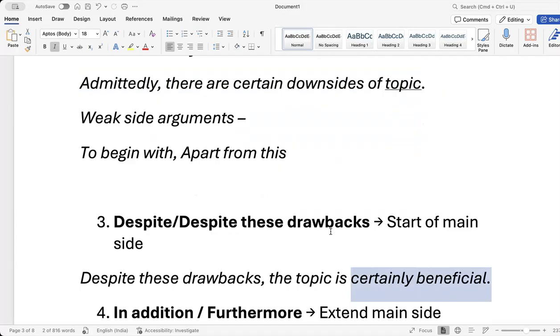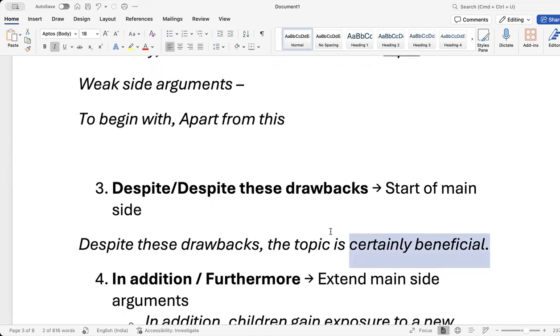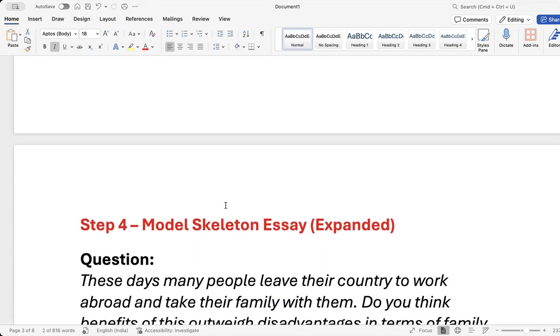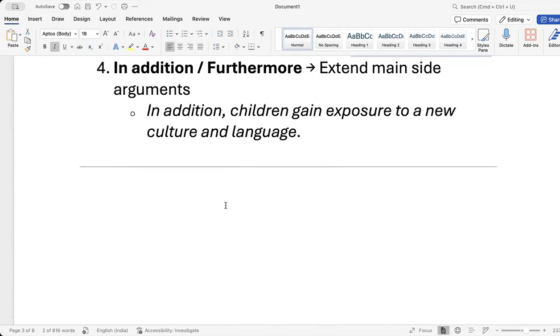That means the positives are more. So I'm going to teach you again how to write this also, despite, let it come later. Then I'm going to give 3 points for the main side using connectors like firstly, in addition, furthermore, which we'll cover later. And then I just repeat the conclusion. I end it with the conclusion.